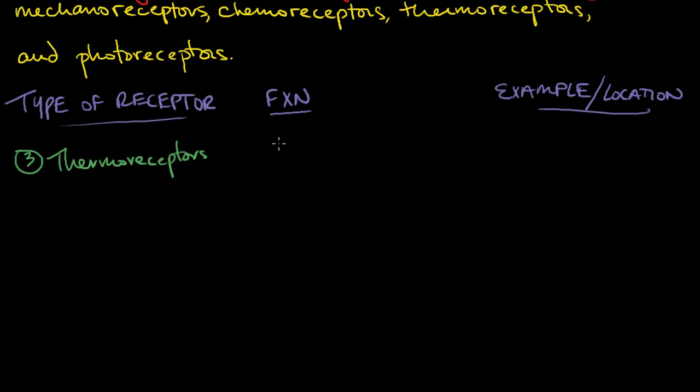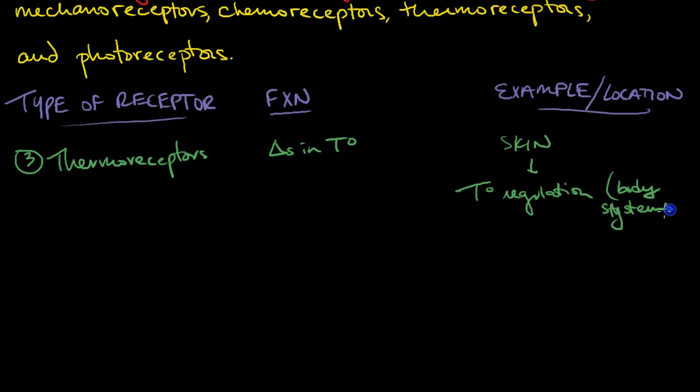that respond to changes in temperature. An example would be these thermoreceptor nerve endings that are found in the skin to regulate our temperature. So think back to temperature regulation that we talked about in the body systems unit. I would actually urge you to go back and look at your notes on this body systems unit to ensure that you can see the connection between these.